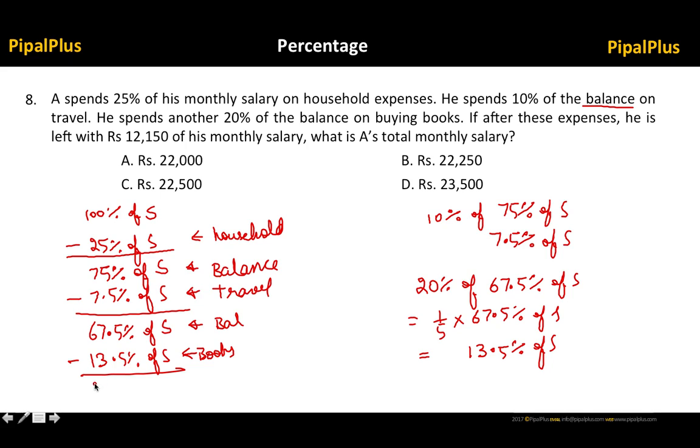After that I'm left with 54%, right? So this 54% of S is now given to me as 12150. I need to compute S, which now becomes straightforward. This is 12150 divided by 54%, which when I compute works out to 22,500 rupees. Okay.